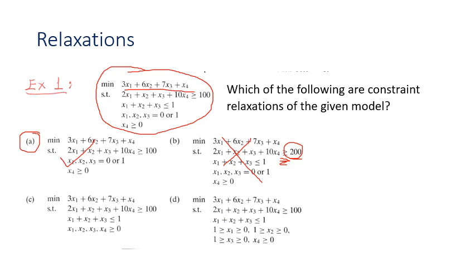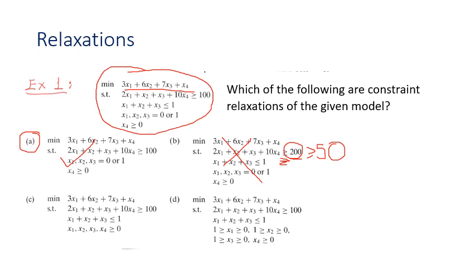But if, for example, instead of 200, we change the right hand side to 50, so greater than or equal to 50, then we could say that it is a constraint relaxation. So we weakened the constraint. But since the right hand side is increased, we cannot say it.